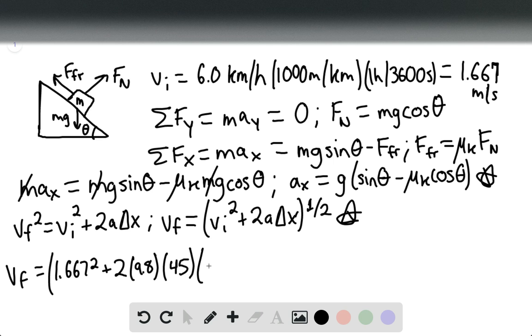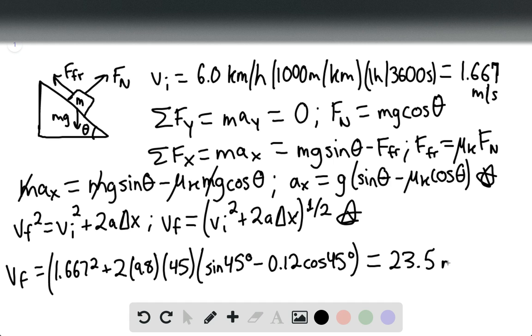And then we'll do sine 45 degrees minus mu k. Here, mu k is 0.12, times cosine of 45 degrees. And we are getting that the final velocity is going to be 23.5 meters per second. So this will be our final answer.